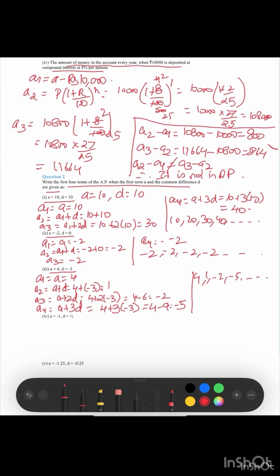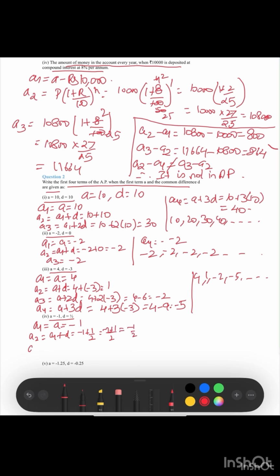So the next question that we have to do is A is equal to minus 1 and D is equal to 1 by 2. Again in this question, A1, that is my first term, is equal to A, which is minus 1. D is 1 by 2. So A2 is A plus D. That will become minus 1 plus 1 by 2. On simplifying minus 1 plus 1 by 2 by taking LCM, I will get minus 2 plus 1 upon 2, which will become minus 1 by 2.